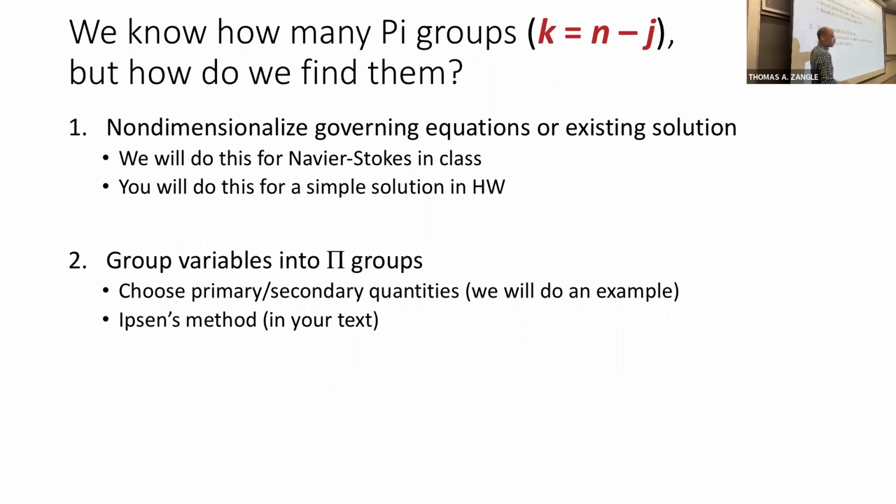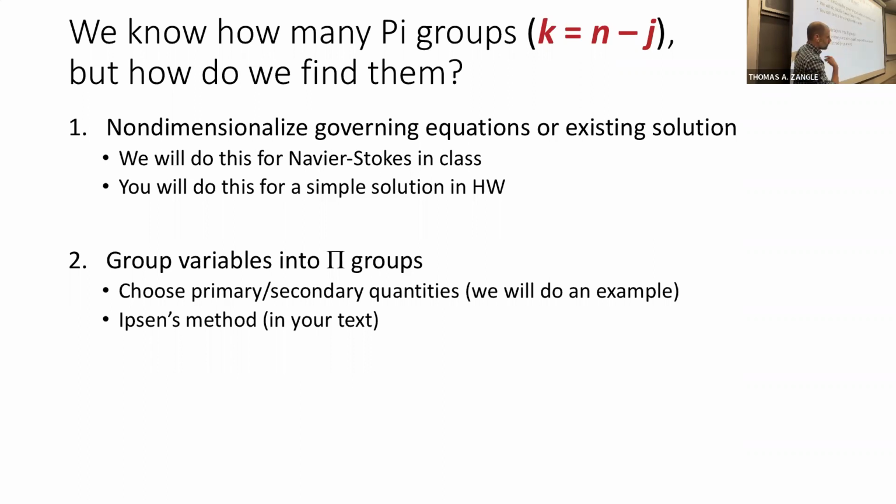So we can actually follow a procedure to group those variables, again, just based on their dimensions, into pi groups, into dimensionless groups that tell us something about what's going on in the problem. And so in this method, we'll choose some primary and secondary quantities, and we'll explain what that means. This is the way that we're going to go through doing this in class. So we're going to designate some variables as primary, the things that we really want to non-dimensionalize, and some things as secondary. And we'll go through this example.